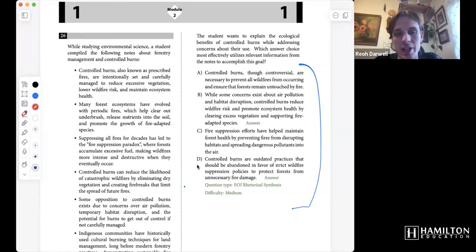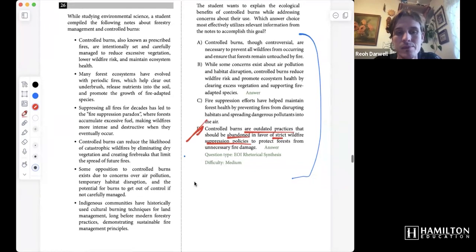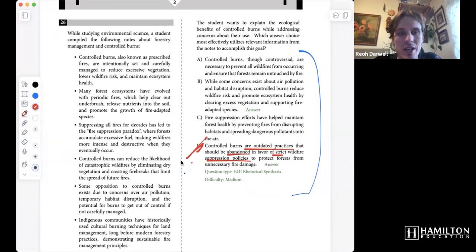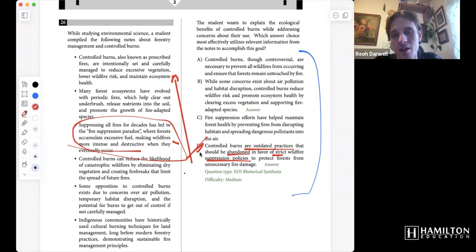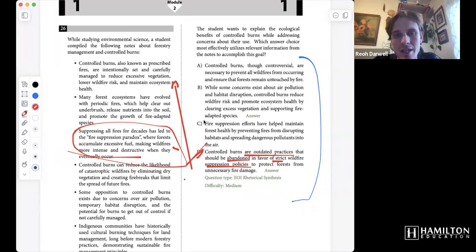So what's wrong with our incorrect answer choices? First, let's look at why D is wrong. D is a too extreme distractor, right? It should be abandoned in favor of strict wildfire suppression policies. That doesn't seem to be the case here, right? That is a too extreme distractor and is refuted by this claim here. Okay, C is an opposite distractor because, again, of this claim here.